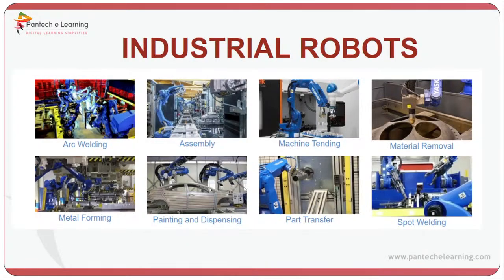Another one is industrial robots. Industrial robots include arc welding, machine tending, material removal robots, part transfer, spot welding robots, metal forming, painting and dispensing robots. We have many robots in the industrial side. So if you start with basic robots, it will be easy to understand the logic behind these types of robots. Once you get the logic, you can easily know how they work.